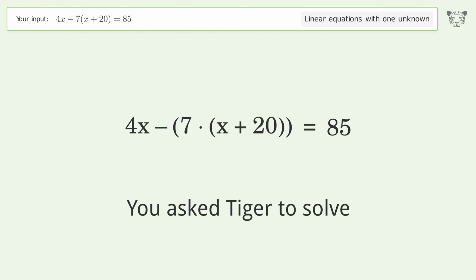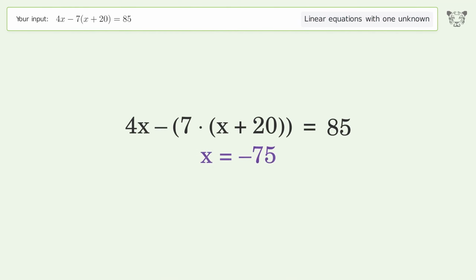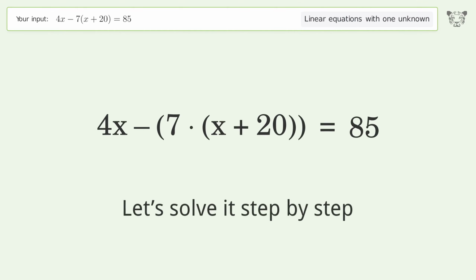You ask Tiger to solve. This deals with linear equations with one unknown. The final result is x equals -75. Let's solve it step by step.